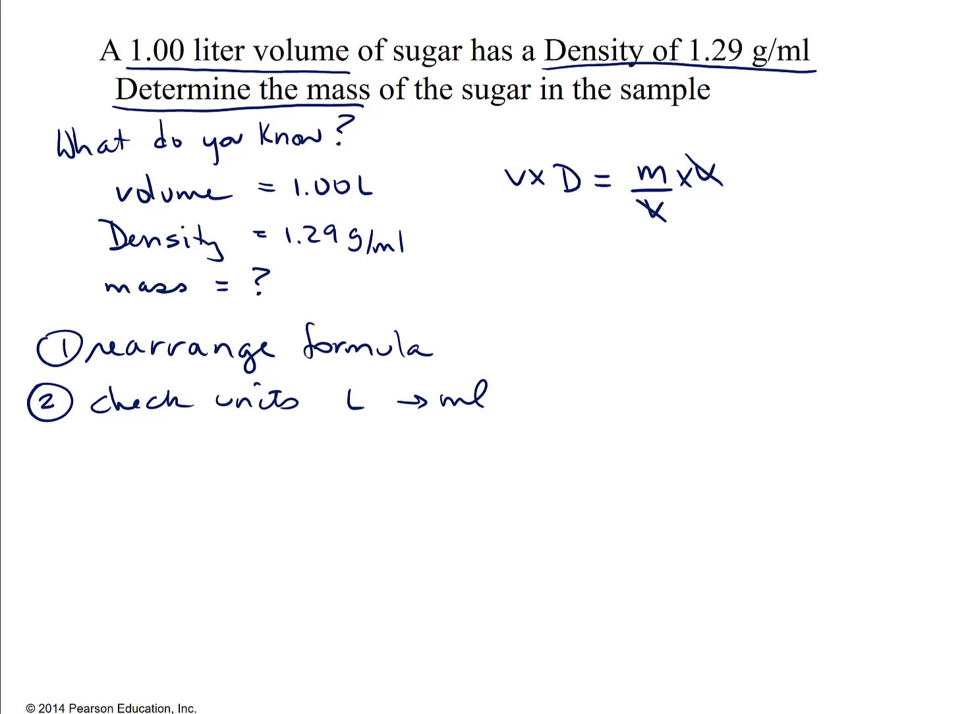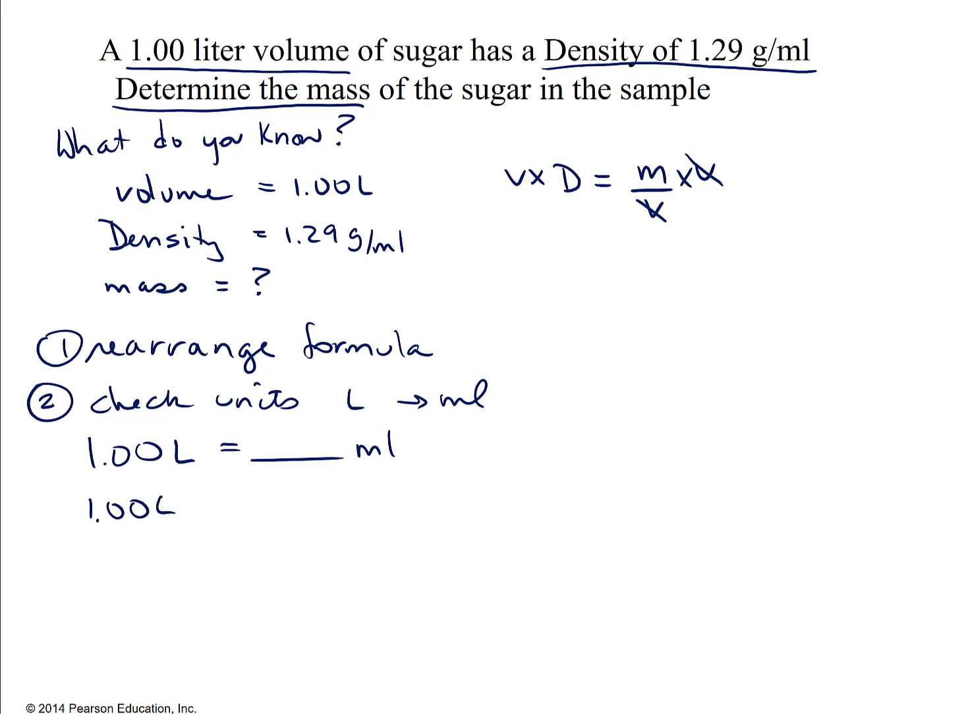So I can't multiply those directly. I've got to put the liters or milliliters in the same units. They've got to match so that they'll cancel. I always find it's easier to change the one that's single, so I'm going to change volume, because that'll put it in milliliters, the same units that I have with density.